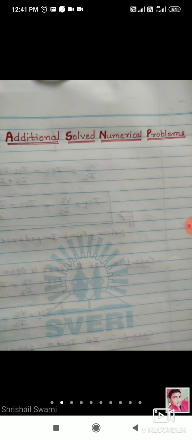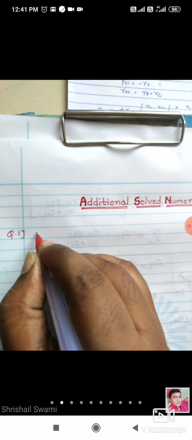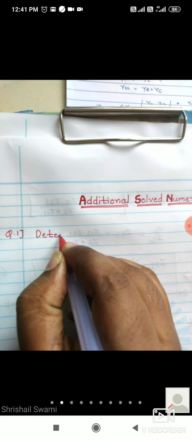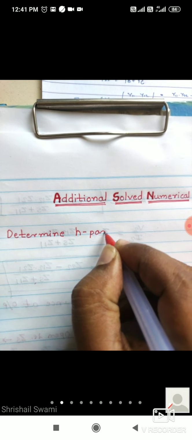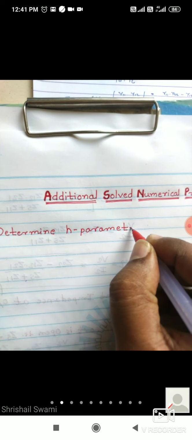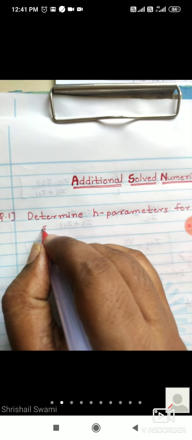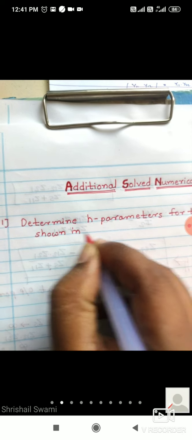Today's lecture we are going to solve some additional problems asked in Solapur University exams. So the first question we will start with: determine h parameters for the network shown in figure. This is the question asked for 4 marks.